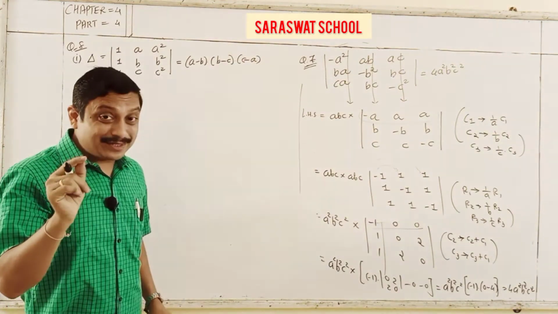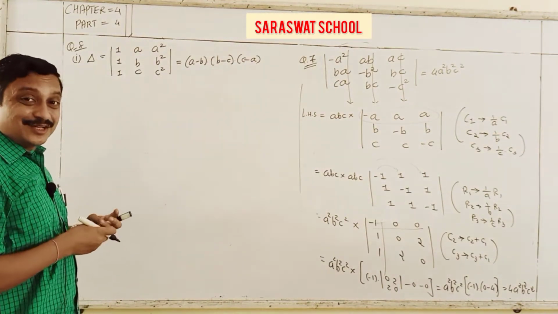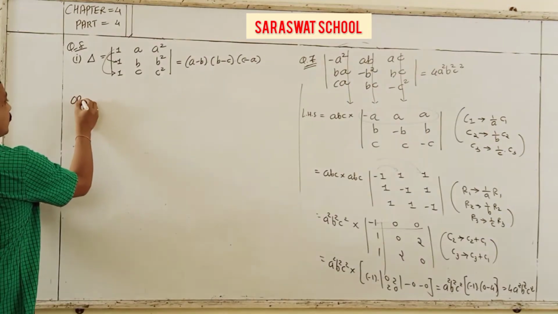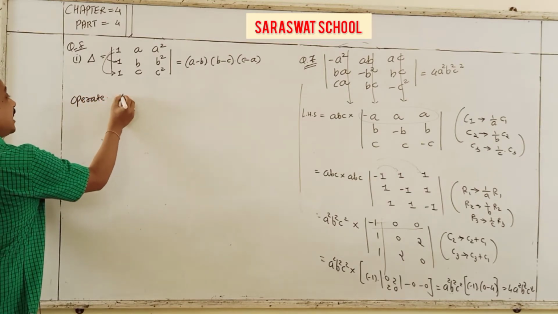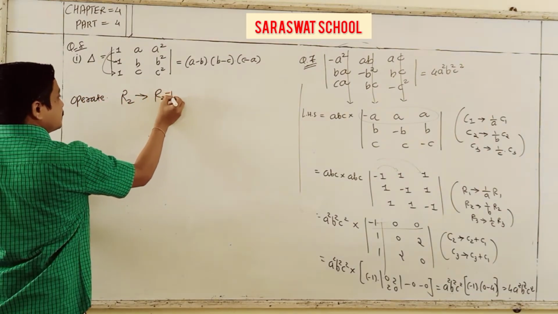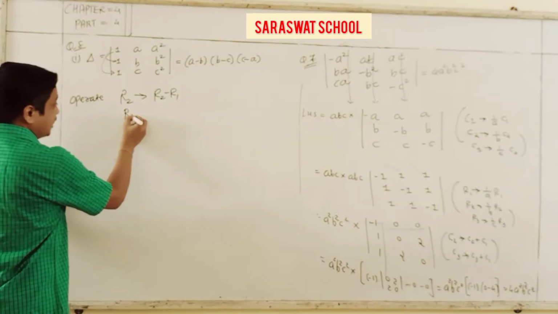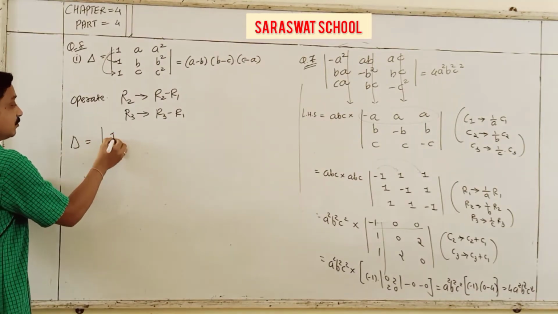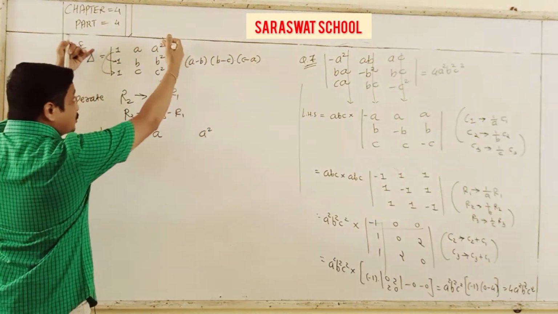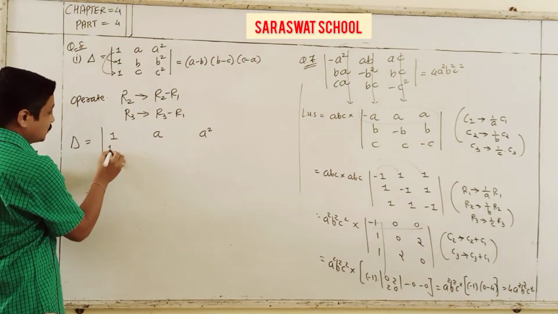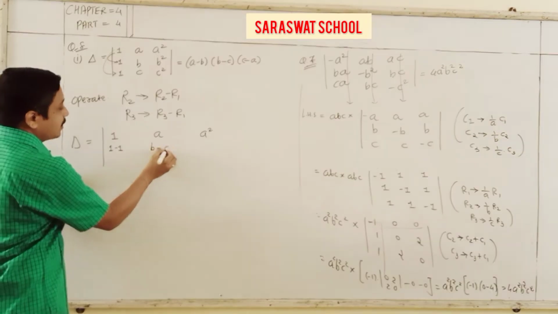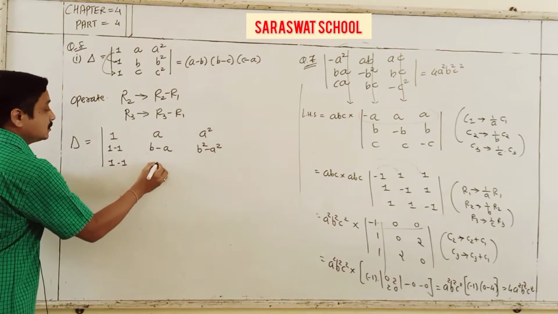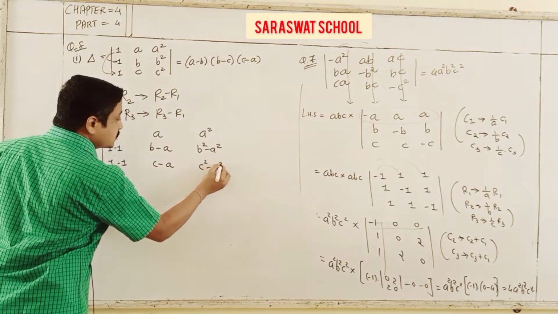First think about common, if it is possible. No common, so I just subtract to obtain 0. So operate: second row changes to second minus first row, and third row changes to third minus first row. Definitely you will get some zeros here, 1, a, a square. First row subtracted from second: 1 minus 1 is 0, then b minus a, b square minus a square. Same again: 1 minus 1, c minus a, c square minus a square.